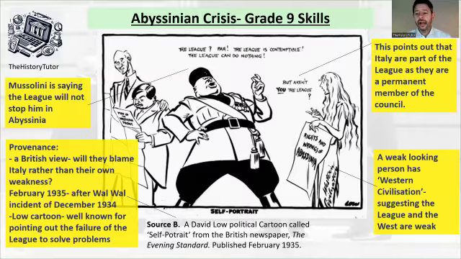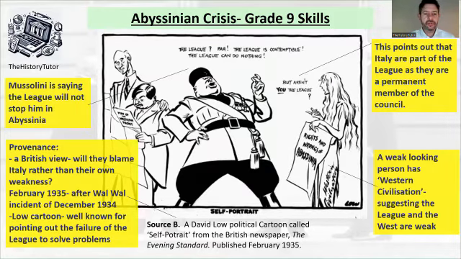She's holding a sign that says rights and wrongs of Abyssinian. So a weak-looking person, obviously perhaps the League, very weak-looking, as a Western figure and represents Western civilization, suggesting the League and the West are weak. And obviously she's holding up rights and wrongs of Abyssinia. Looks like she's not going to be able to sort of deal with that problem of Abyssinia.